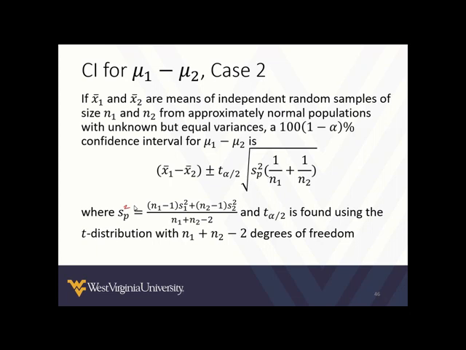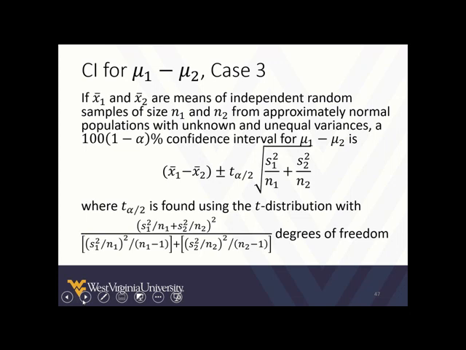This t alpha over 2 critical value must be found by the t distribution with degrees of freedom equal to n1 plus n2 minus 2. And then finally, for our third case where we have unknown but assumed unequal population variances, our confidence interval will be our point estimate plus or minus t alpha over 2 multiplied by the square root of our sample variance from sample 1 over n1 plus our sample variance from sample 2 over n2. Again, t alpha over 2 must be found using the t distribution with the degrees of freedom of that wonderful, very complicated to calculate statistic.